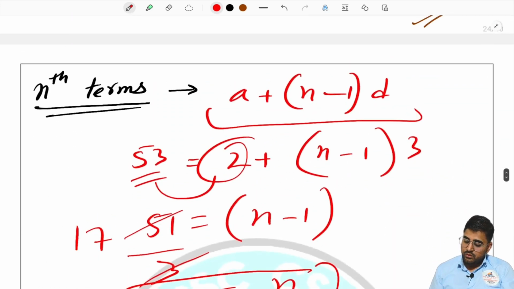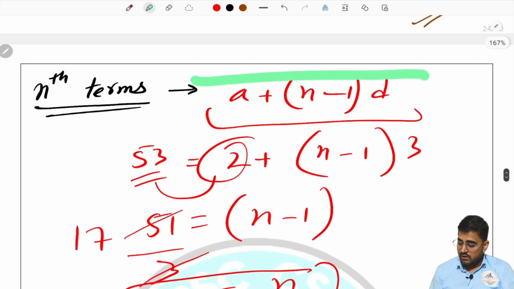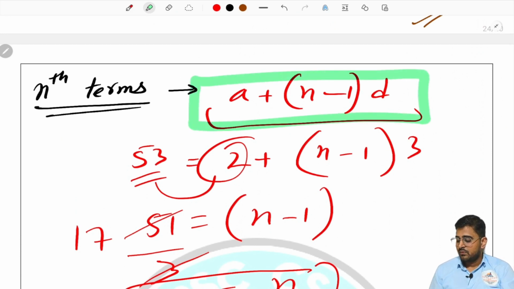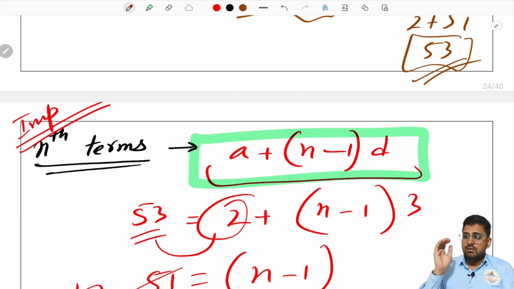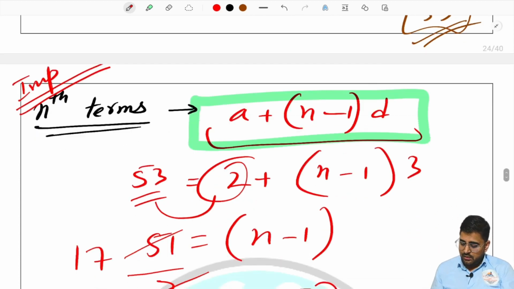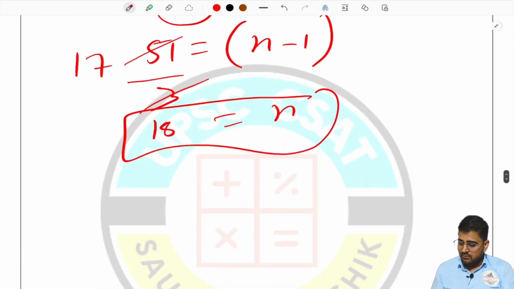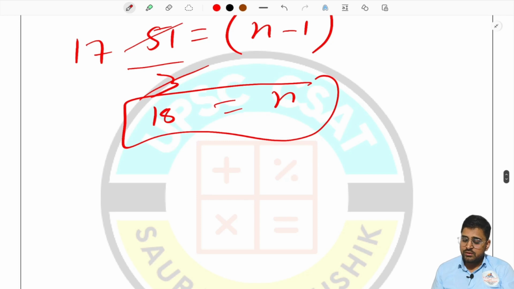This is a very important formula. Please learn this: a plus n minus 1 into d. This comes in your examination. Please note it down and mention it in your notes clearly and properly. I put enough emphasis on the importance of this topic.